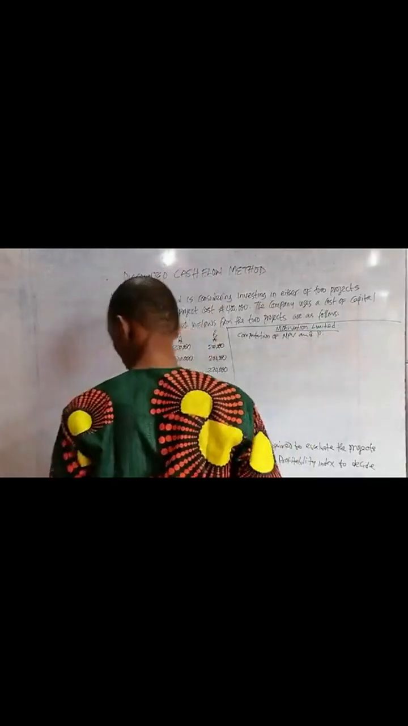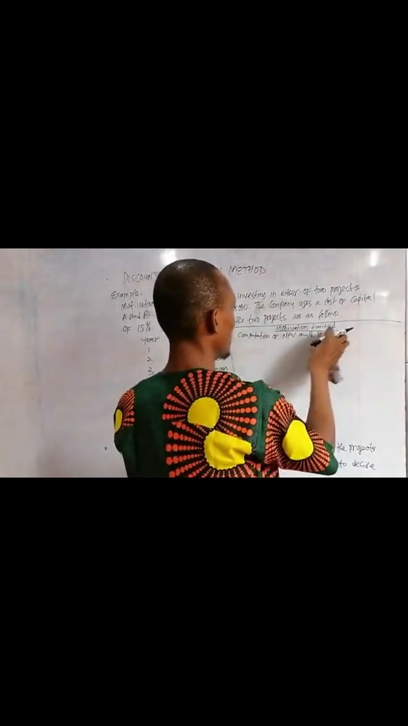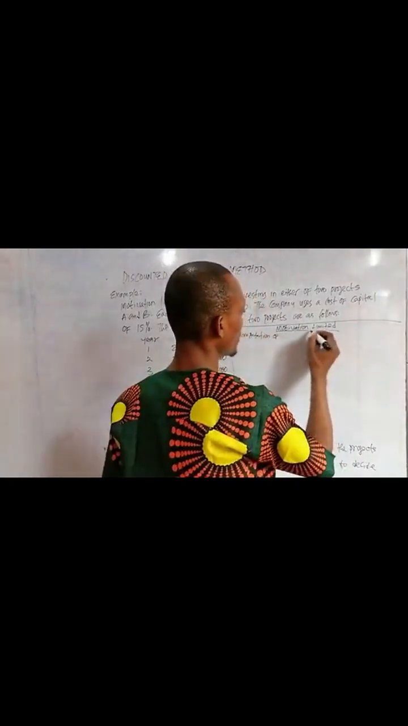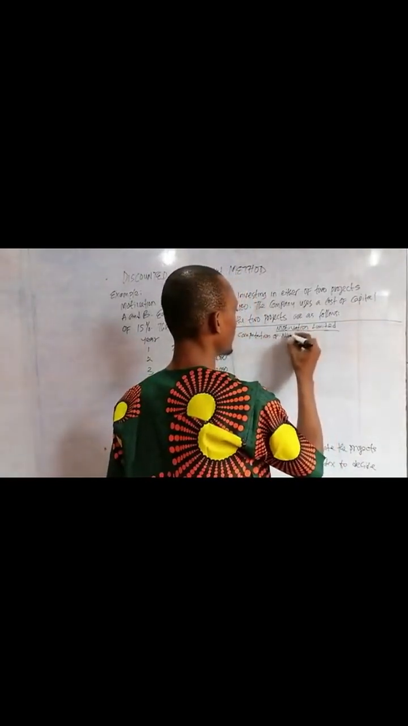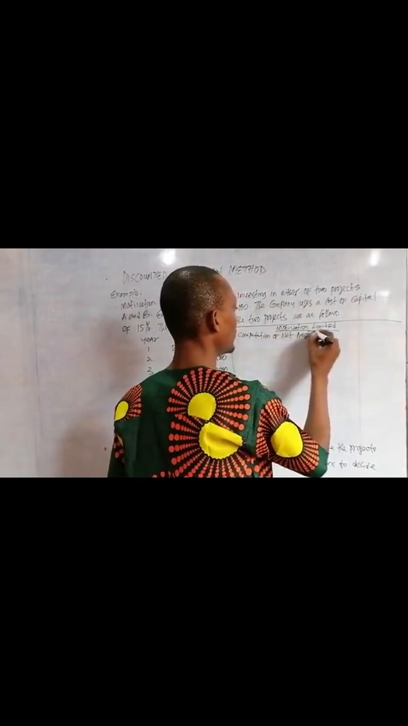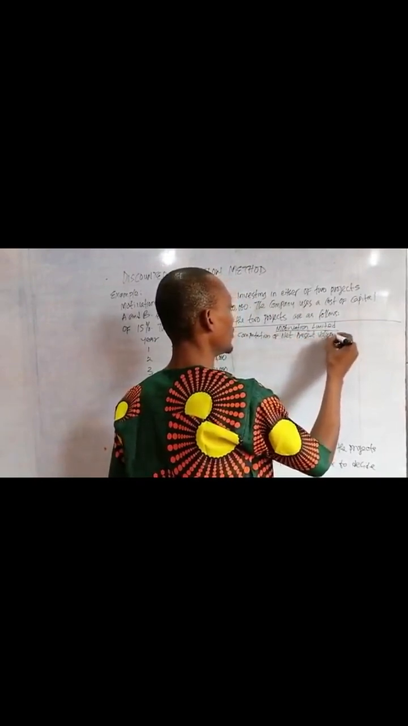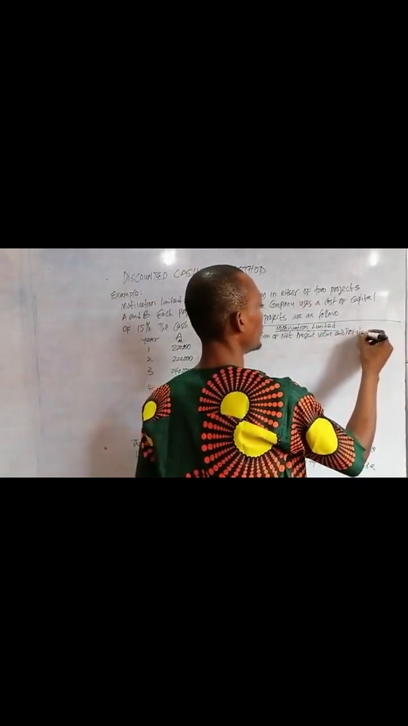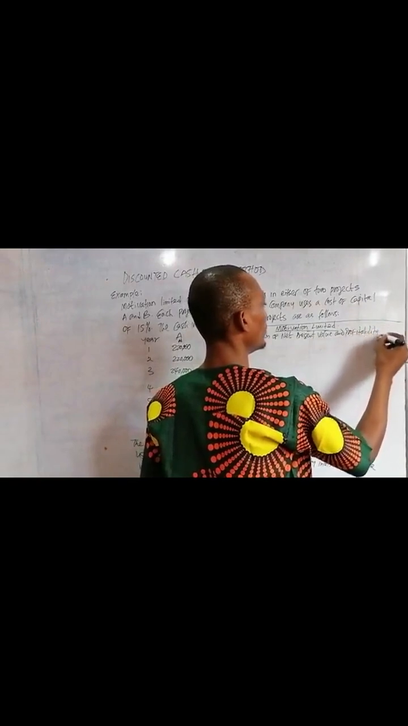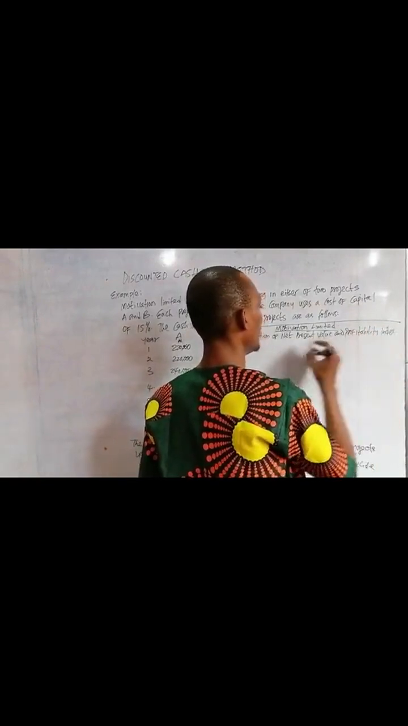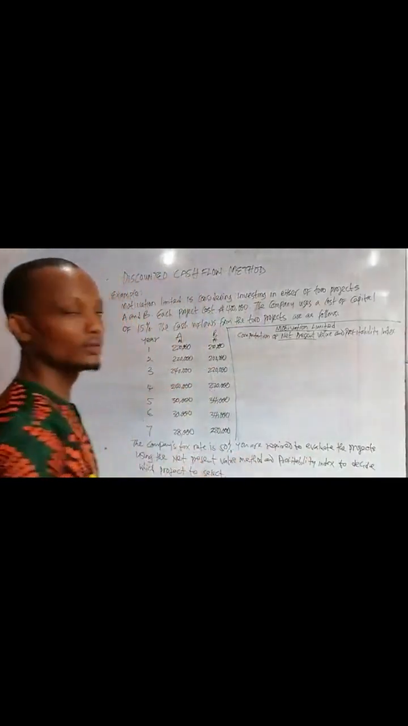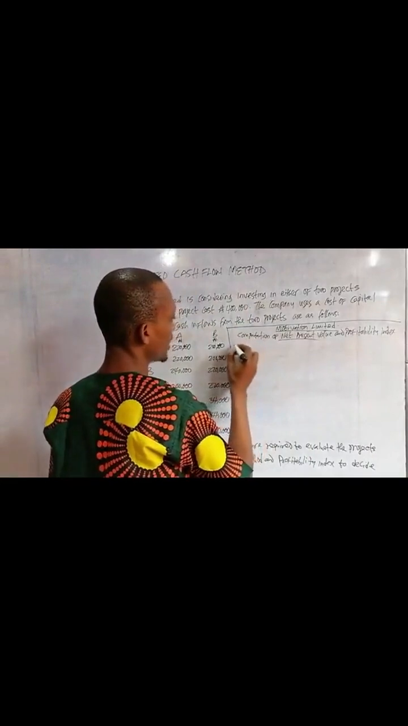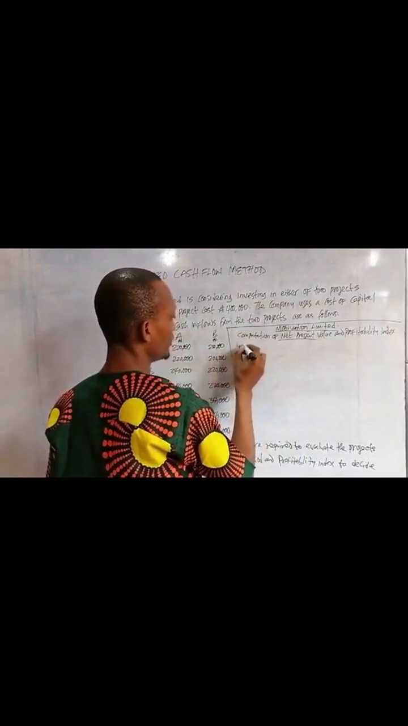Okay, let's write it in full. Under examination, you don't abbreviate. You should write everything in full. So computation of net present value and profitability index. All right. Having done this, we now go into the computation proper. So we have year. We name our year.